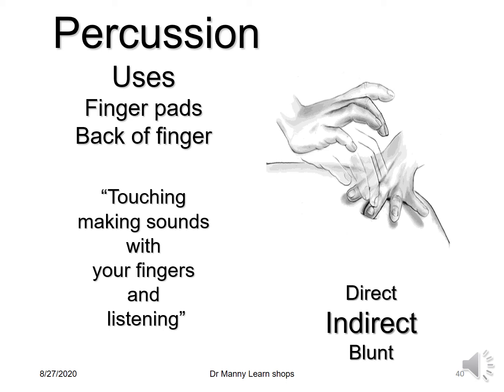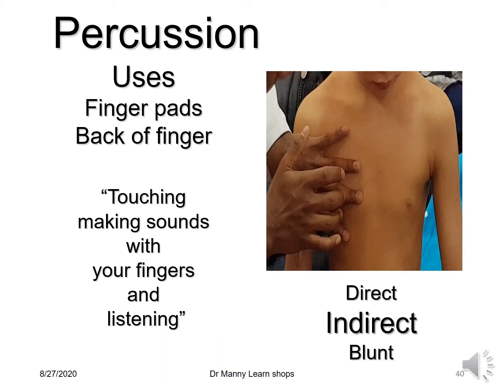We'll only be discussing indirect because this is the most common one. Direct and blunt are typically not used as often today. But percussion, indirect percussion, is using your finger pads and the back of your finger to make sounds and listen to those sounds, because the sounds can give you information. Indirect.